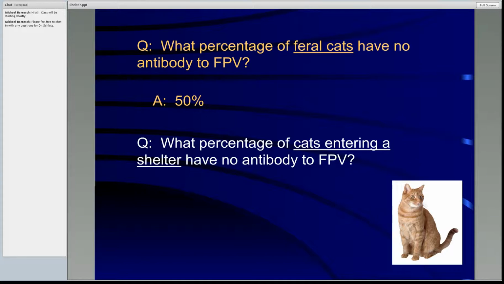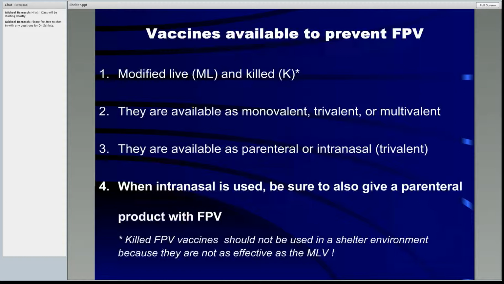What percentage? I've already told you what this one is. Again, somewhere around 30% to 50% of cats entering shelters. We've got modified live or infectious vaccines, and killed vaccines. They're available in many forms. You can give them parenterally or intranasally. But in shelters, we always recommend that they're parenteral, that they're injected and not given intranasally.